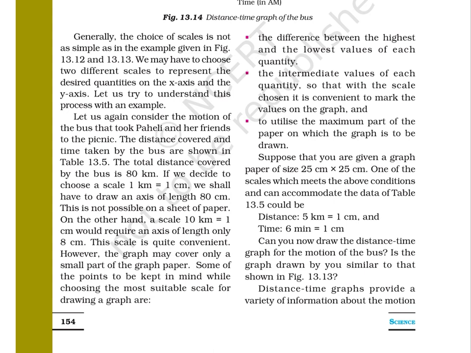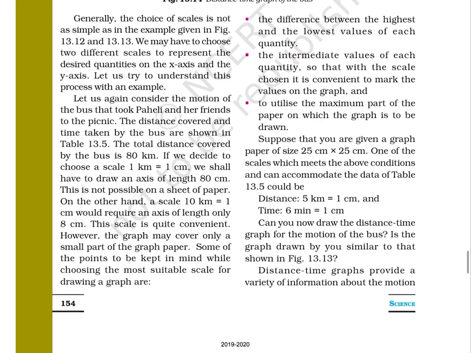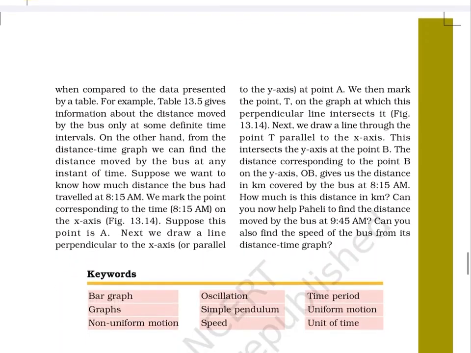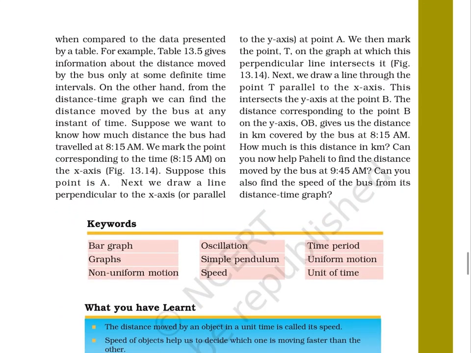Can you now draw the distance-time graph for the motion of the bus? Is the graph drawn by you similar to that in Figure 13.13? Distance-time graphs provide a variety of information about the motion when compared to the data presented by a table.